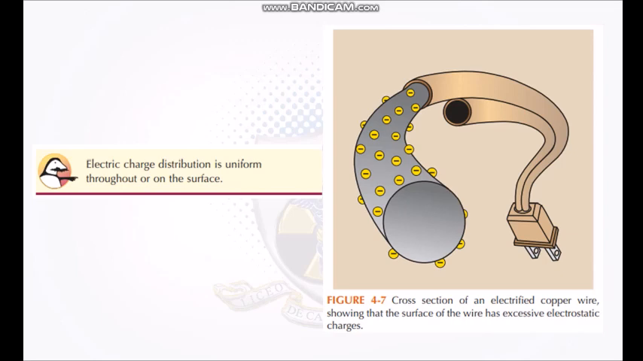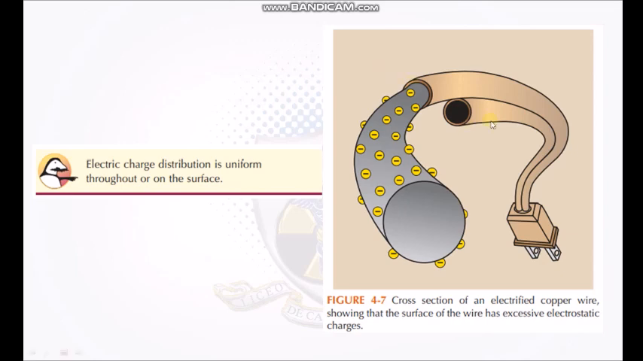Third, you have electric charge distribution. Electric charge distribution is uniform throughout or on the surface. For example, in a cross-section of an electrified copper wire, the surface of the wire has excess electrostatic charges. Say you have a charger that is plugged into the electricity, and parts of your charger have been exposed, for example gikit-kit sa ilaga, or because of too much use, sige kapilo ang imong charger, and the copper wires have been exposed.